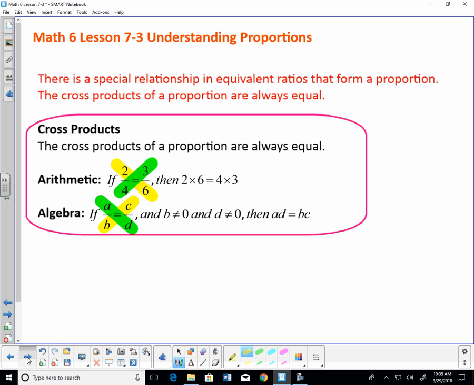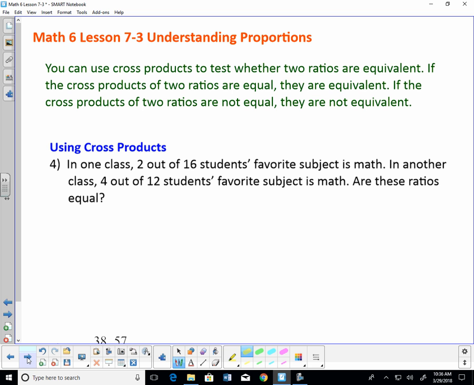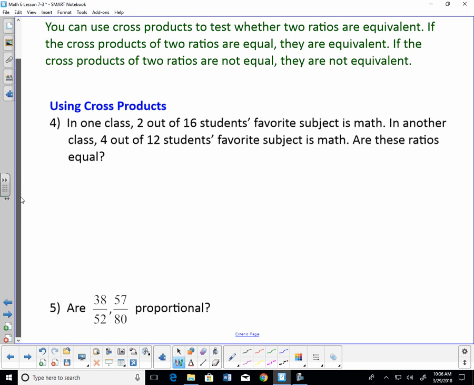Well, you can use cross products to test whether two ratios are equivalent and make a proportion. If the cross products of the ratios are equal, they are a proportion. If the cross products are not equal, then they are not a proportion. So let's try looking at some cross products. In one class, 2 out of 16 students' favorite subject is math. Oh, that's rather sad, only 2 out of 16. In another class, 4 out of 12 students' favorite subject is math. Are these ratios equivalent?